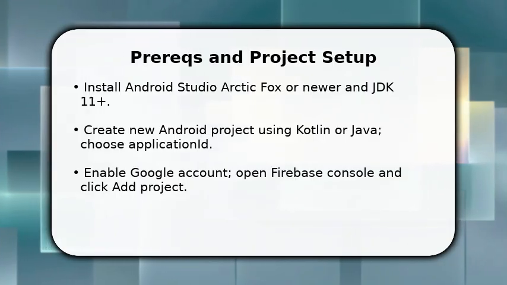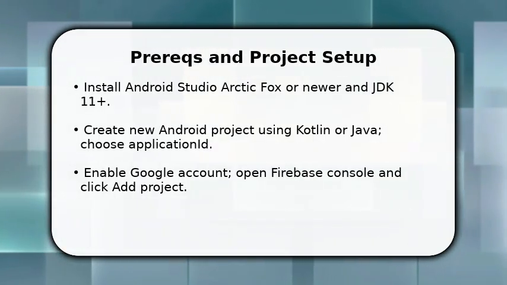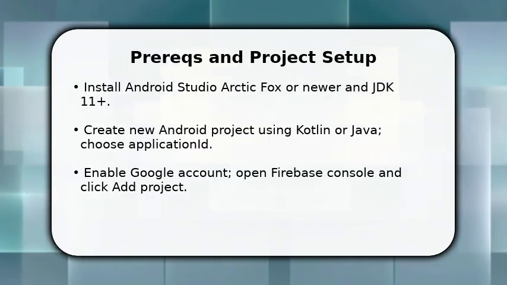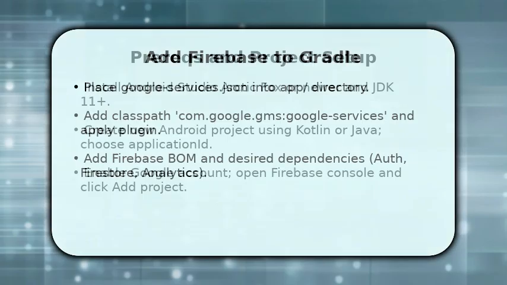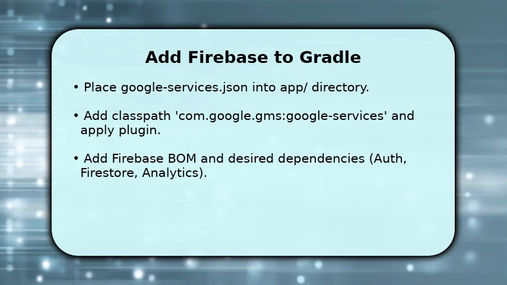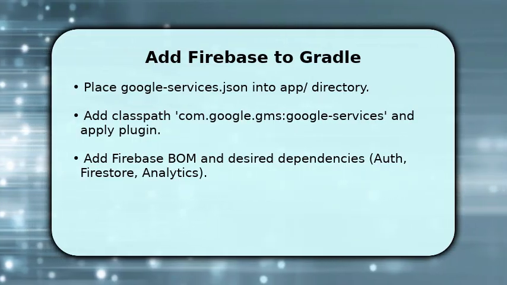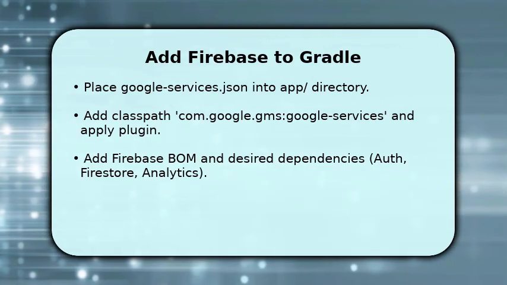Then download the google-services.json file when prompted. You will add this to your app module immediately to link configuration settings. You will now modify Gradle to activate Firebase. Put google-services.json into the app folder, then open project level build.gradle and add the Google services classpath.